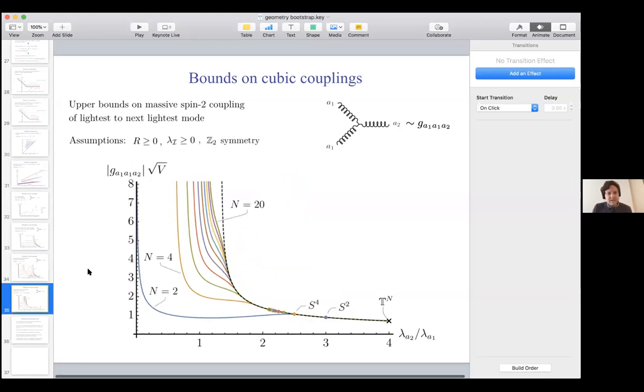Now here again is the same plot, the same cubic overlap between the two lightest Kaluza Klein modes, but now with this additional Z2 symmetry assumption, so we can get stronger bounds. And now we're close to optimal because we have spheres that are saturating these bounds.